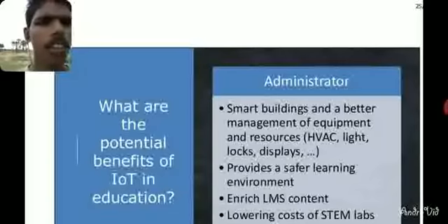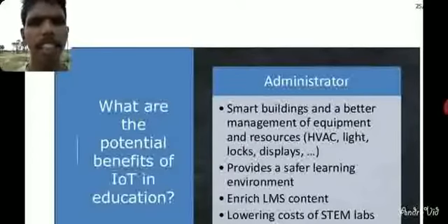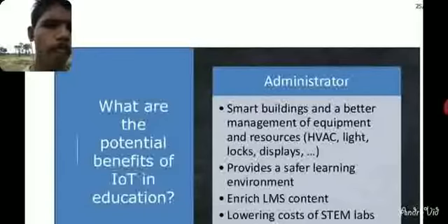The role of administration is smart buildings and better management of equipment like heating, ventilation, air conditioning systems, lights and locks and displays. It also has to give a safer learning environment.